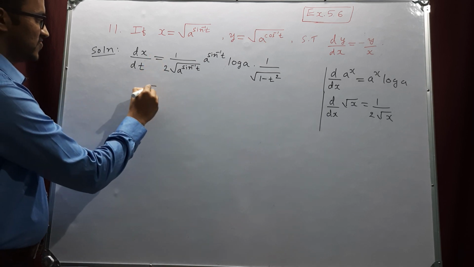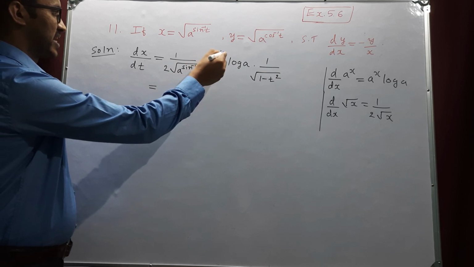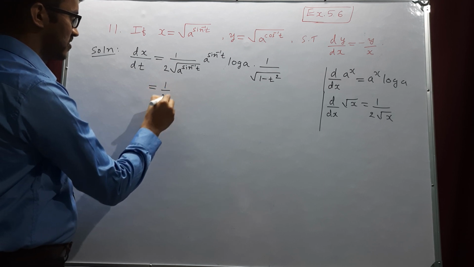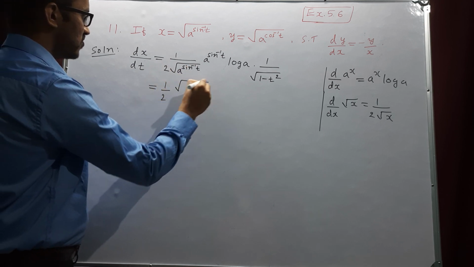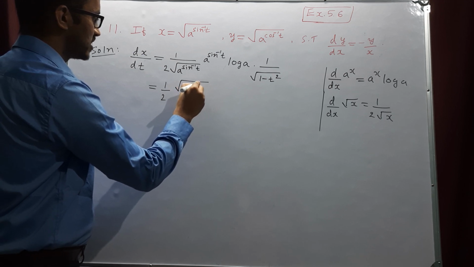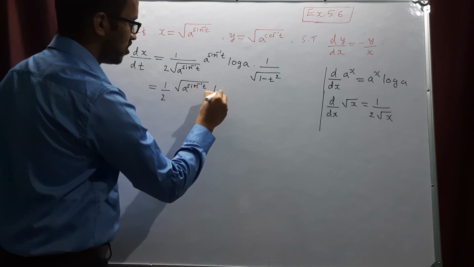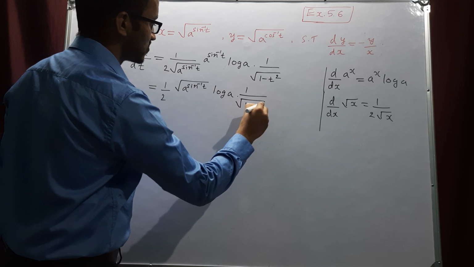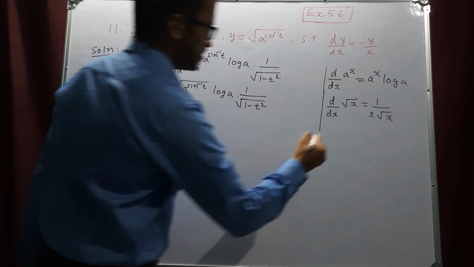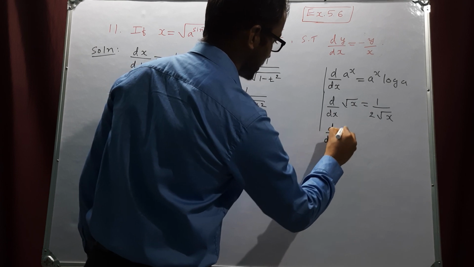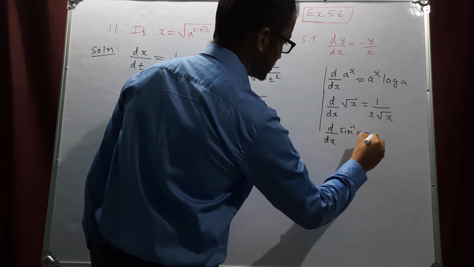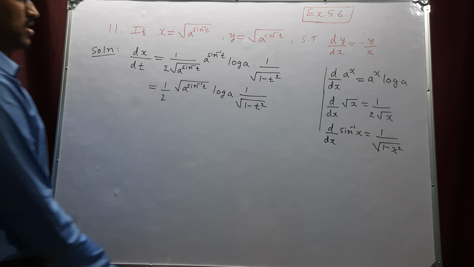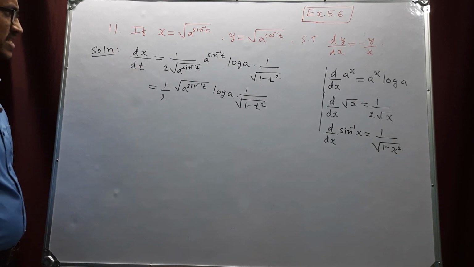So if we simplify this one, so a power sin inverse t by root of a power sin inverse t, so that can be written as 1 by 2 root of a power sin inverse t into log a into 1 by root of 1 minus t square, because derivative of sin inverse x is 1 by root of 1 minus x square. So this is the value of dx by dt.